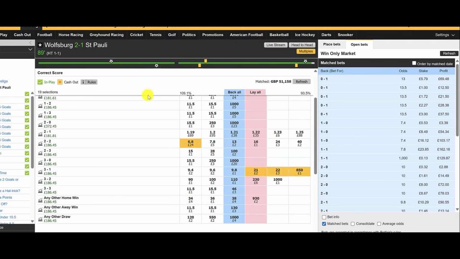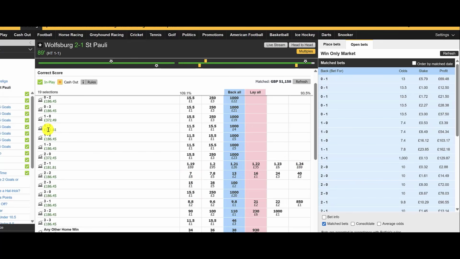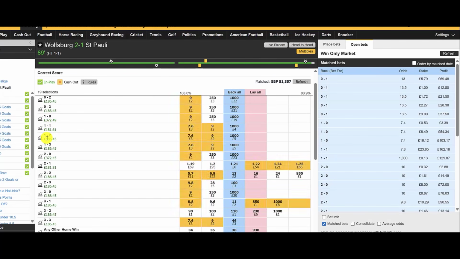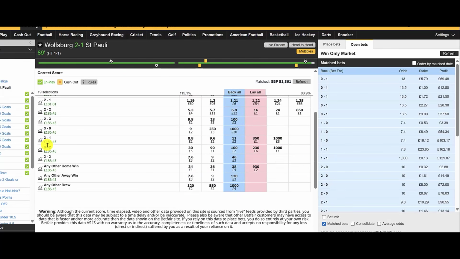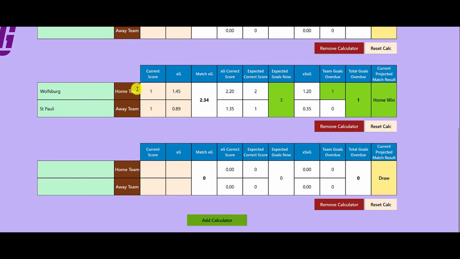We went down to 0 on the 1-1 at half time. But then we made a decision to do a delayed lay of that 1-1, putting all our liability on the 1-1, because the data was driving us towards this 2-1 score. So we've got 181 locked in, and let me show you how the XG looks on this one.